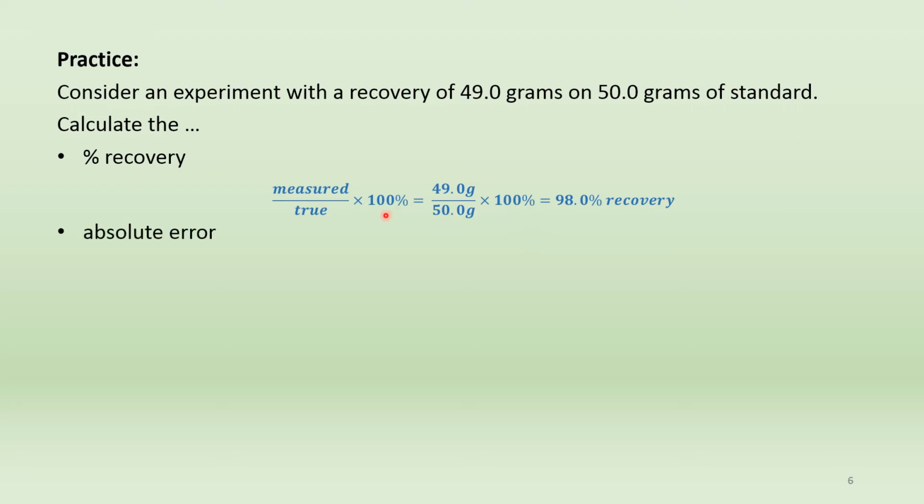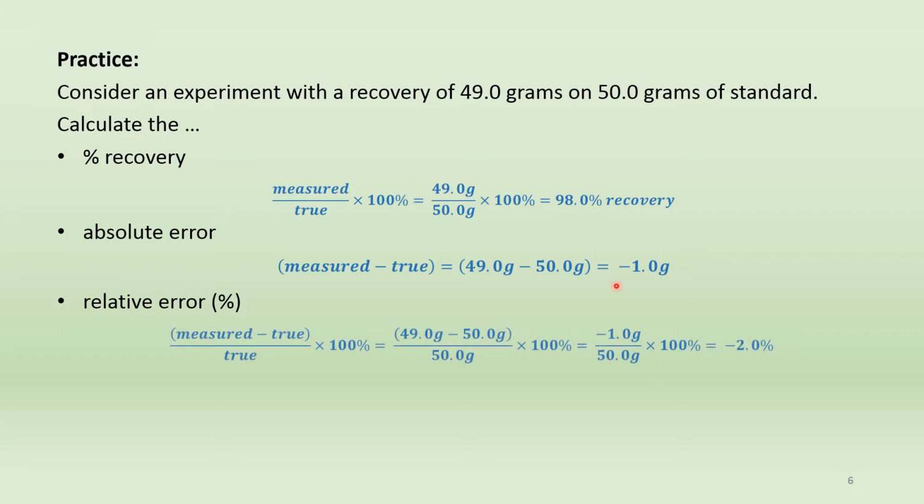The absolute error would simply be the measured value, which is 49.0, minus the true value of 50.0, and in this case we have negative 1.0 grams absolute error. The relative error as percent would be measured minus the true, that's the absolute error from previously, divided by the true times 100, so that's negative 1 gram over the 50 grams times 100 is negative 2%.